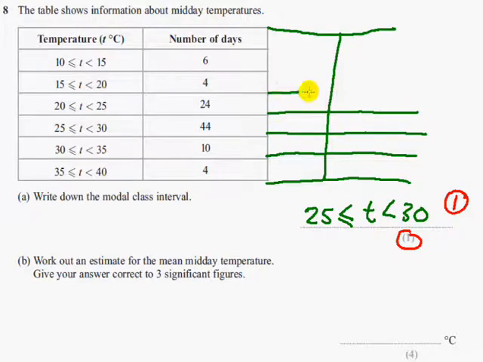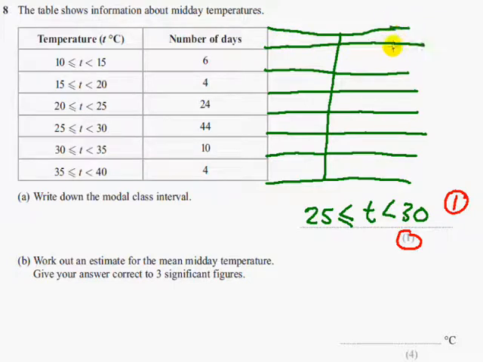I hope you can see that. Now there were 6 days greater than or equal to 10 degrees but less than 15. Now we don't know whether it was 10, 11, 12, 13, or even 14 degrees, it could have been any of those. So we're going to find a midpoint, MP. We're going to pretend that all of these 6 days were 12.5 degrees.